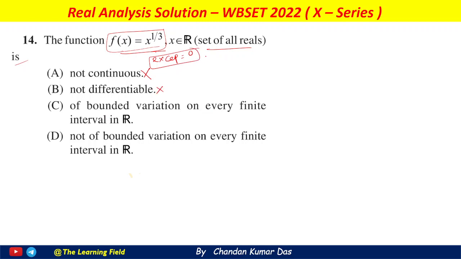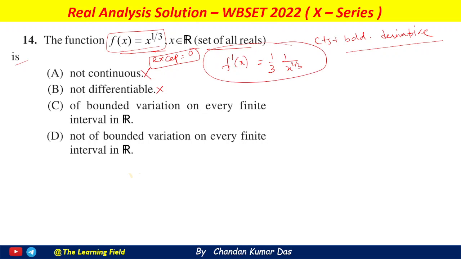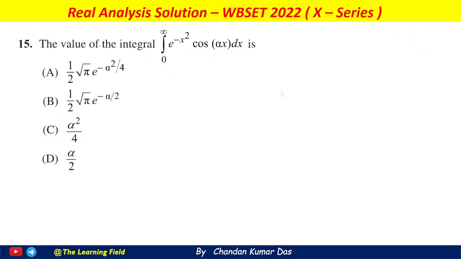Now of bounded variation: this is continuous and the derivative is also bounded, okay. So if it is continuous plus it has a bounded derivative, we use this concept, then it is of bounded variation. The derivative is simply x to the power minus 2/3, that means this is x to the power 2 by 3. This is clearly a bounded derivative, okay. So this is of bounded variation, simply the correct option, and A, B, D are incorrect options. Going to the next question. This is a very important question, and this is based on the error function.